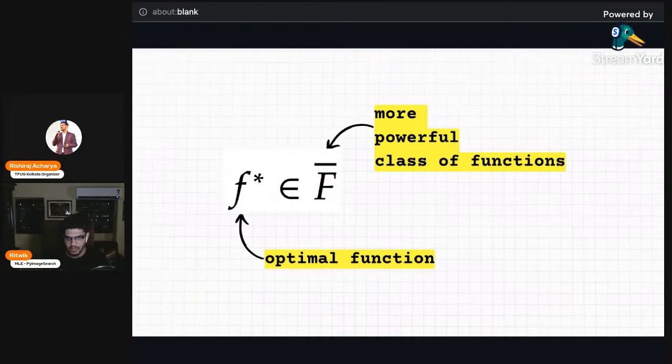But it can now be hypothesized that a more powerful class of functions, let us call this more powerful class of functions f bar, will be better at approximating f star. So think of it like this: let's say you're taking a quiz, and you have a pool of possible answers while you are taking that quiz, right? And that pool of possible answers will have some other random answers as well. Not all of them will be related to your quiz or the questions that you are attempting on the quiz.